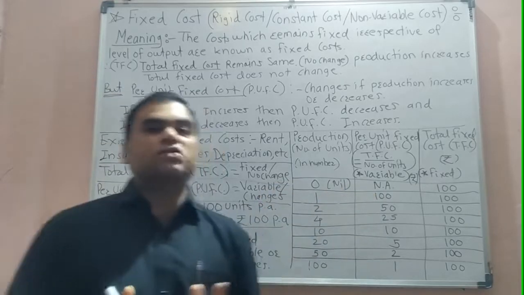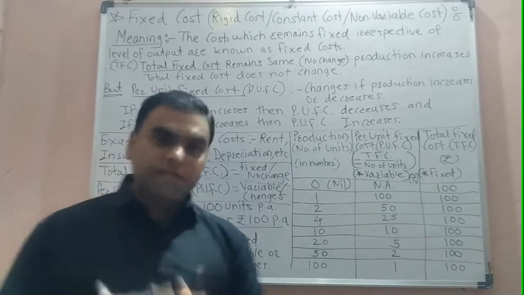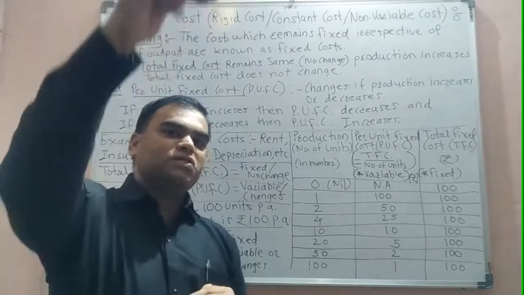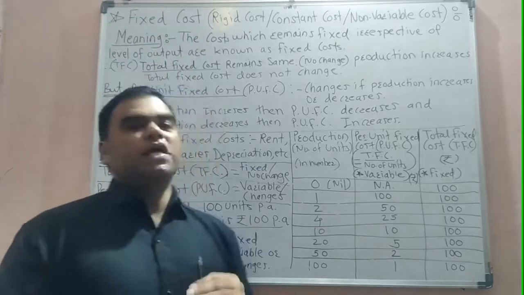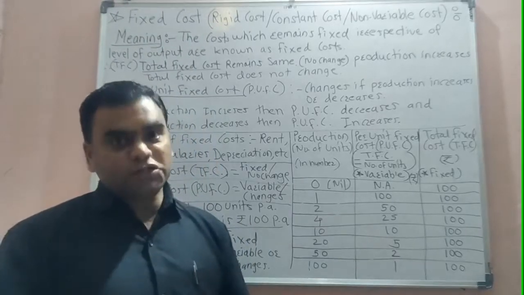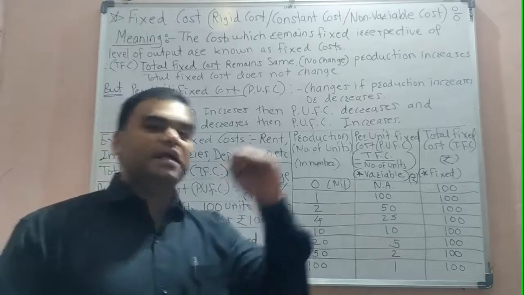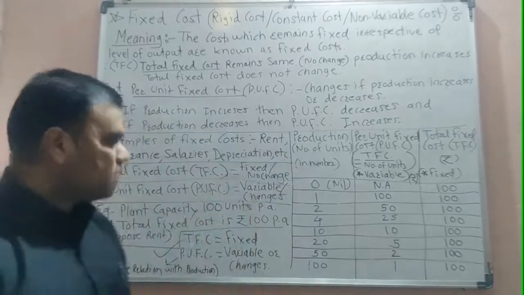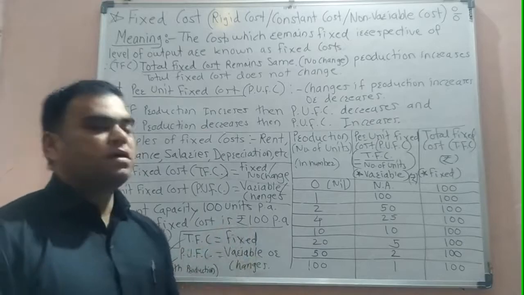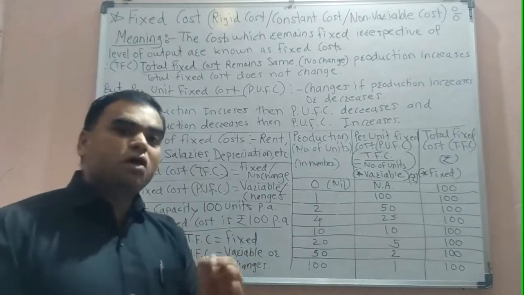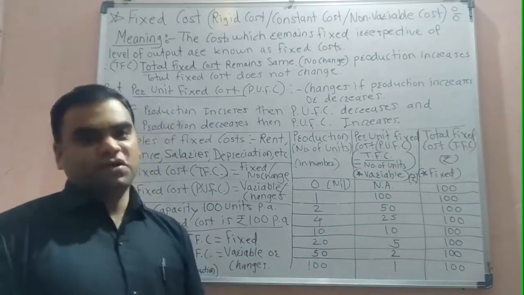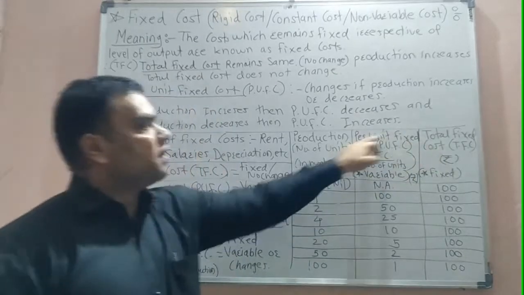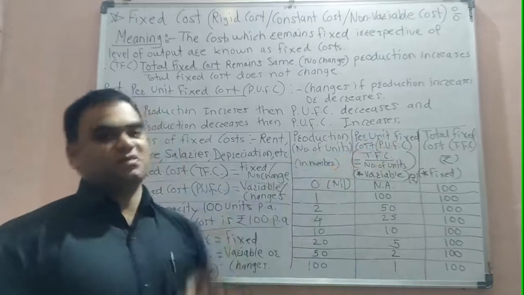Per unit fixed cost has an opposite relation. If we increase production, then per unit fixed cost decreases. If we decrease the production, then per unit fixed cost increases. So what we have discussed? The nature of variability of total fixed cost and per unit fixed cost we have discussed.